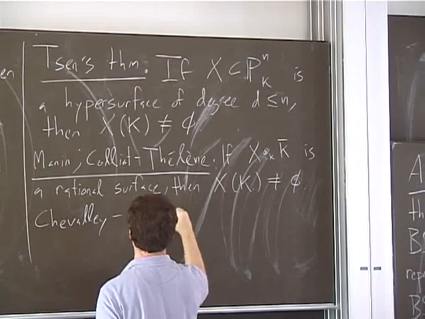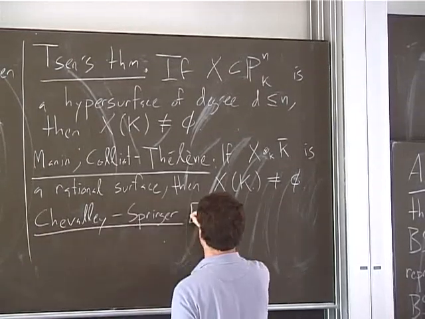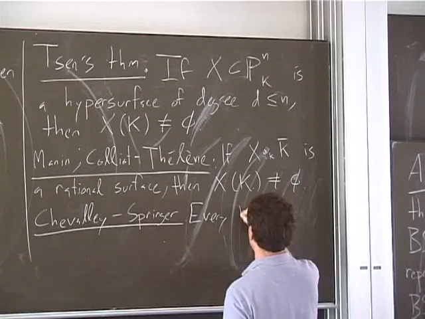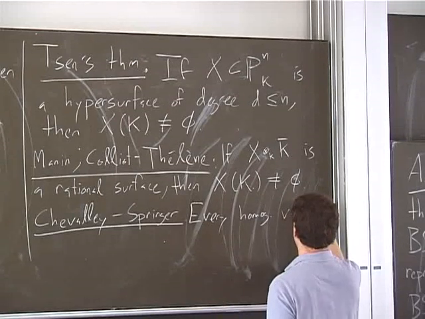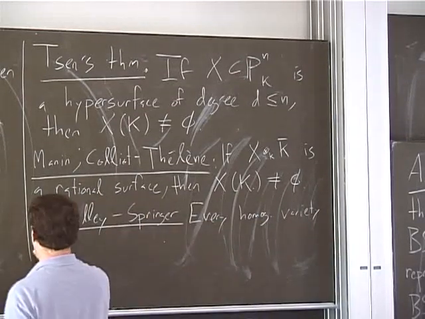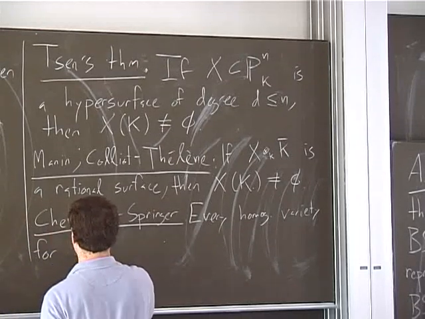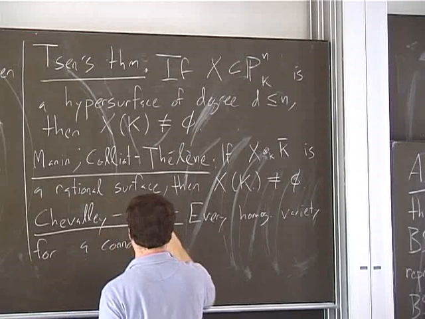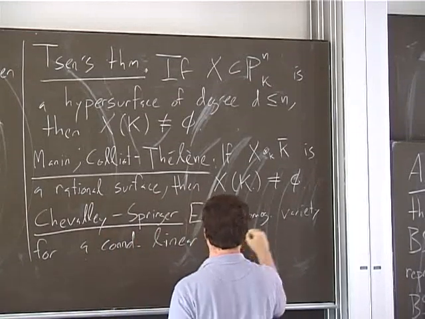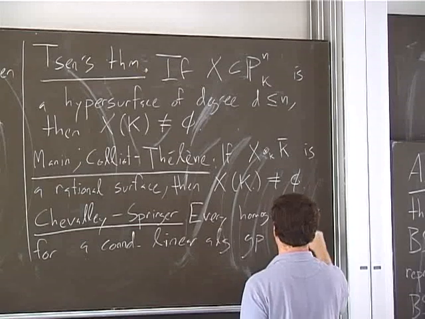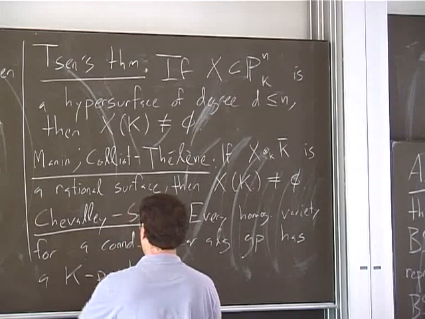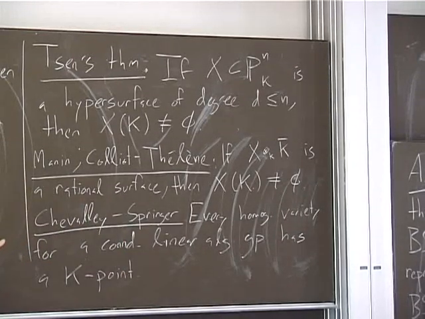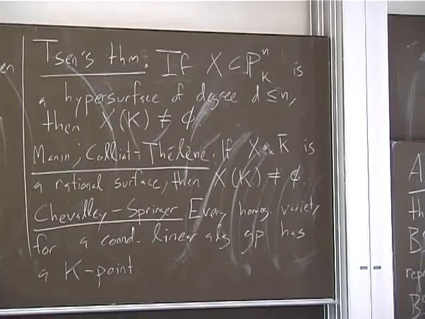So Chevalier and Springer proved that every homogeneous variety for a connected linear algebraic group over the function field K of a curve has a K point. And let me point out that actually these two theorems hold if you replace the function field of a curve by any C1 field.